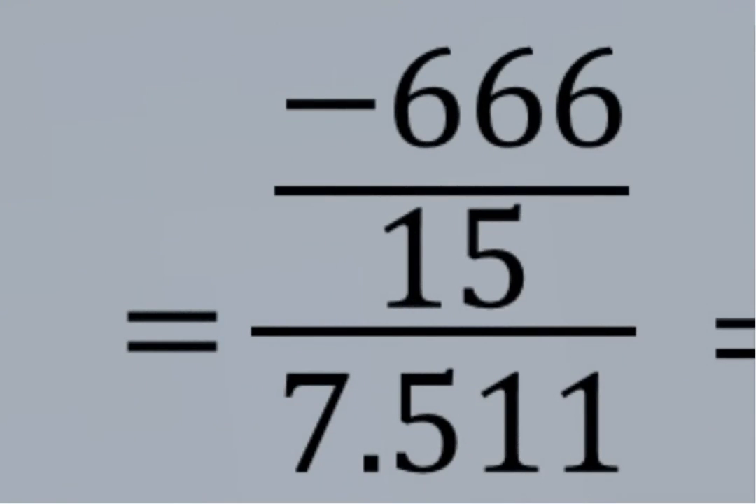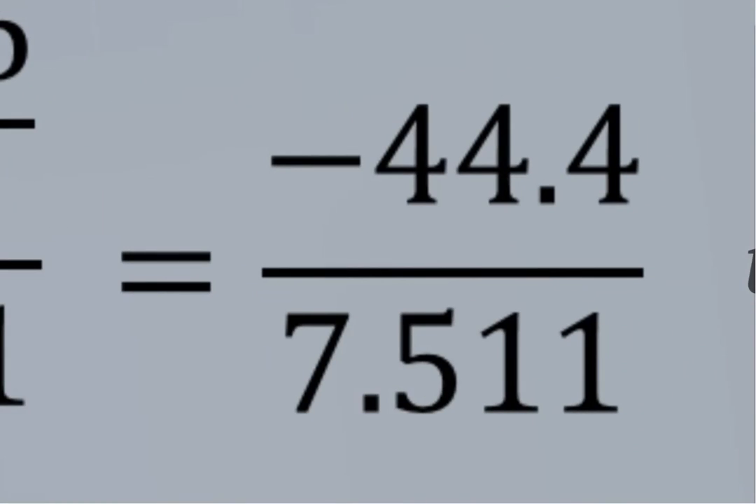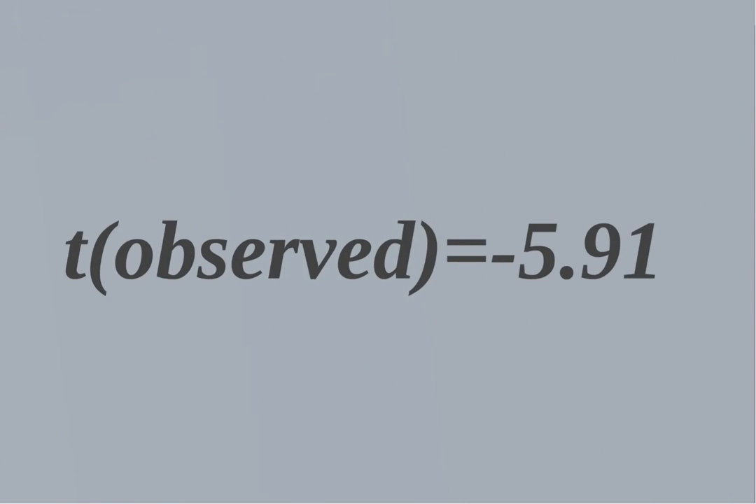Then we can go and tackle the numerator. We can solve that, and this is our final calculation. All of that boils down into this: negative 44.4 divided by 7.511. And what we find here is that our observed t value is negative 5.91.